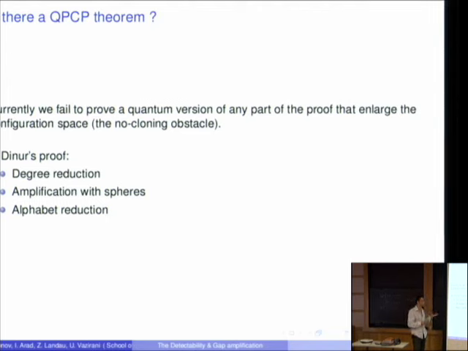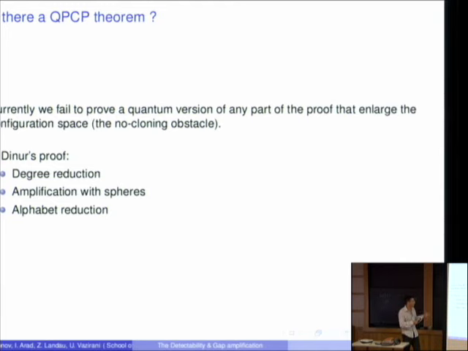What is needed now to prove the quantum PCP? As you probably guessed, a lot is needed. Currently, we do not know how to do anything that requires cloning. The no-cloning obstacle seems very serious. So in particular, we don't know how to do degree reduction, where the size of the configuration space increases. We don't know how to do amplification with spheres. Here, the amplification did not alter the size of the configuration space. So that's why we were able to do it.